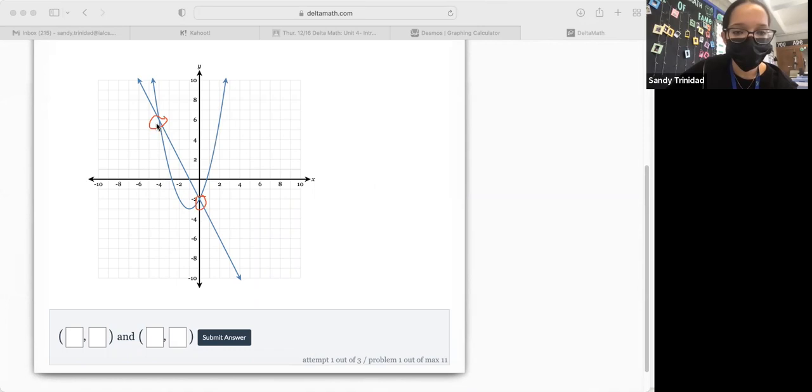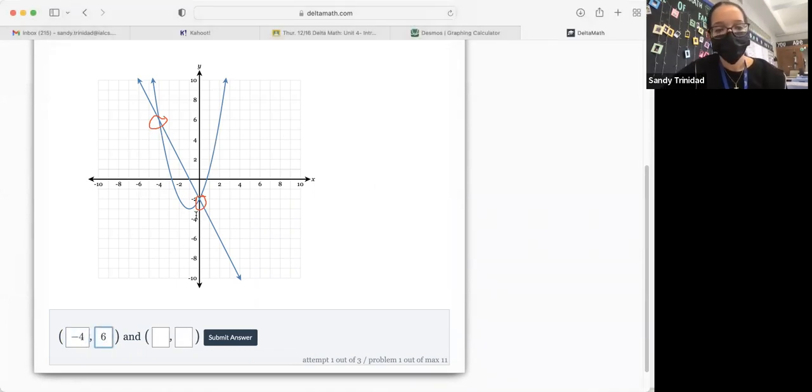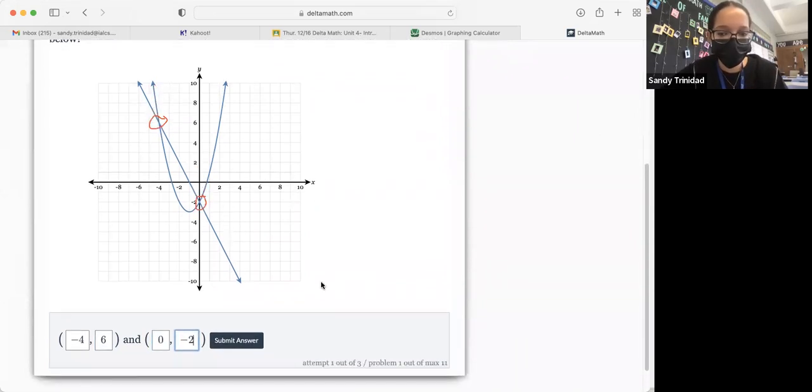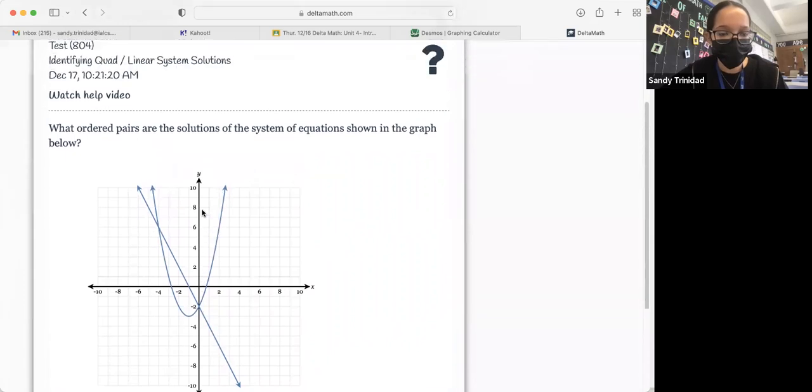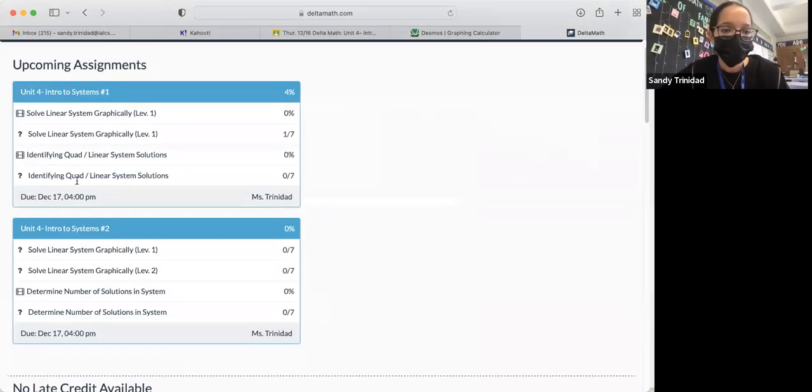So first I have -4, 6. So I go over here and I write -4, 6. And then my other solution is this second point here, which is 0, -2. And I submit my answer. So here you don't have to graph. Here, all you have to do is figure out where the lines connect with each other. So you'll have 2 points instead of 1. So that's for part 1.